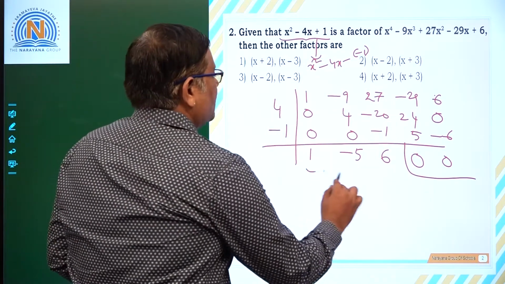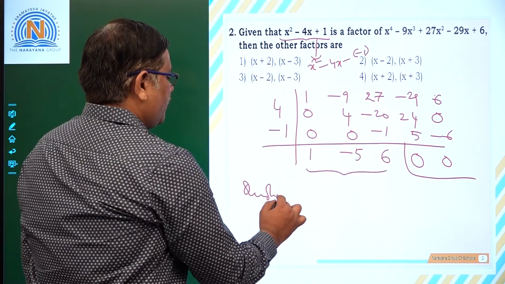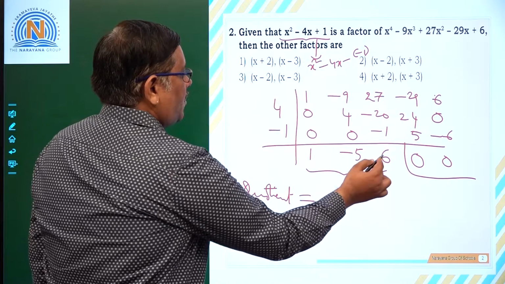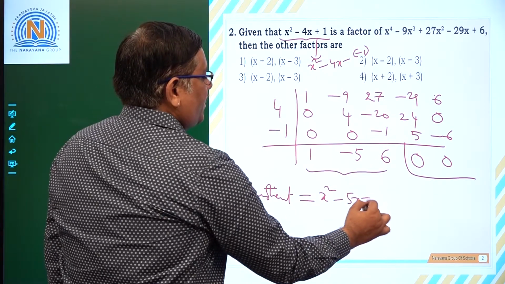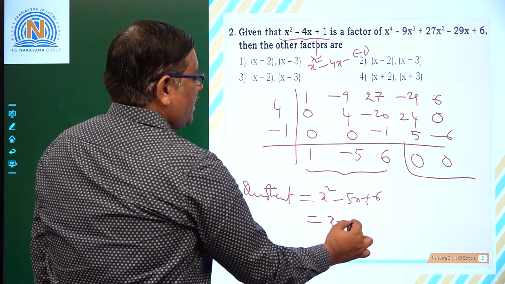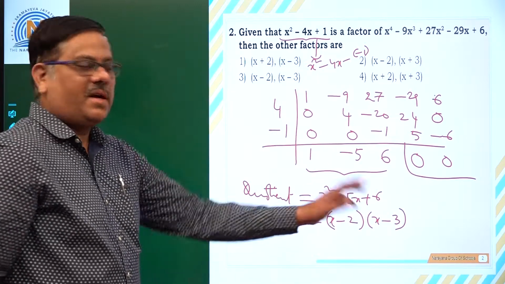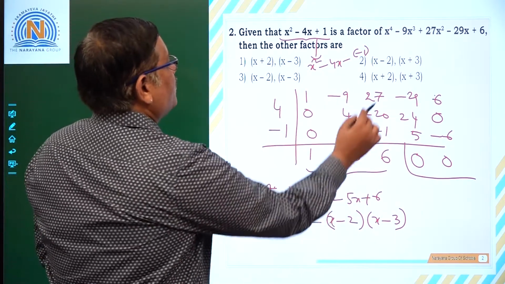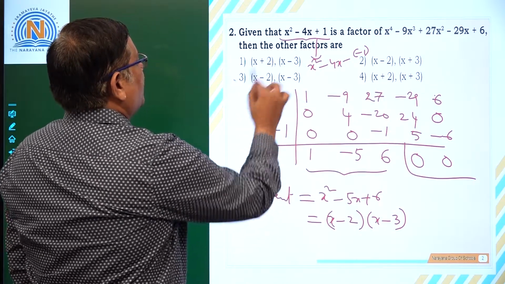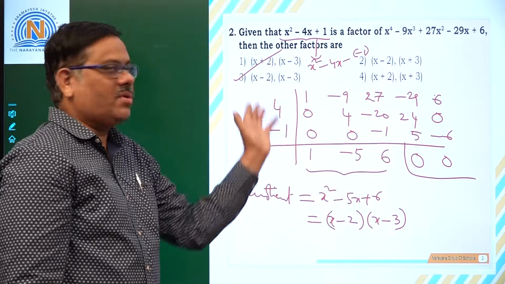Now, this is what is left out. That is called the quotient term. So the quotient is x square minus 5x plus 6. If you factorize it, you get x minus 2 times x minus 3. So the other factors are x minus 2 and x minus 3. That is nothing but the third option for us. These are the other two factors. Okay? I hope you got clarity on this process.